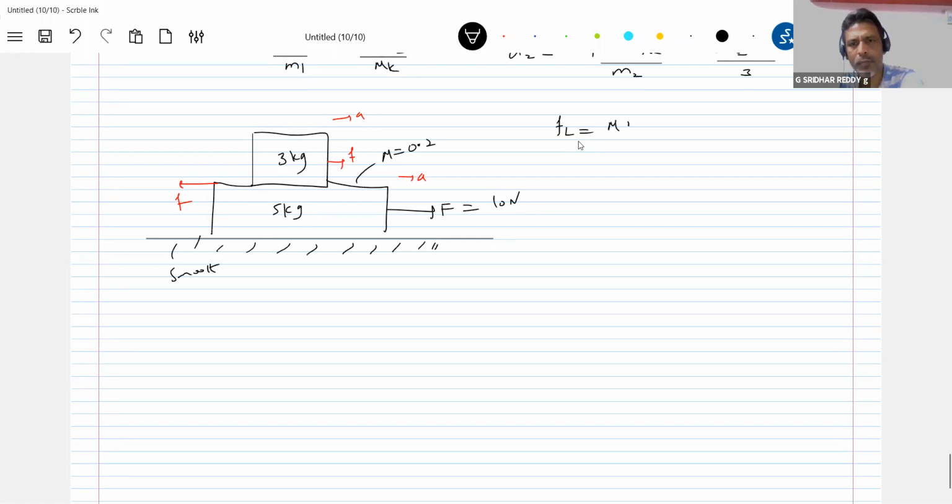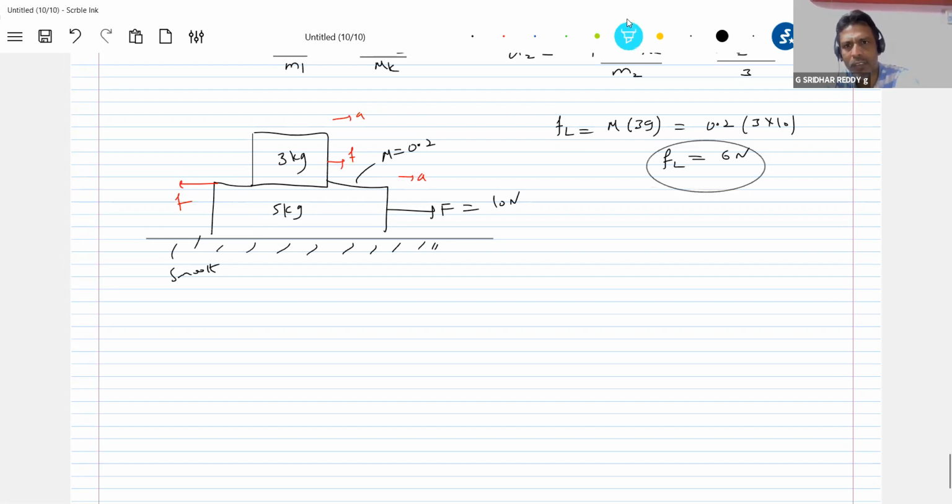Mu into 3g. So mu is 0.2, this is 3 into 10: 6 Newton. So there's a limiting friction everyone must calculate. This is what is needed for us. Before entering the problem, calculate limiting friction at all surfaces. Keep it ready. Okay, let's do one thing. Let's assume that no slipping occurs. This is the assumption.